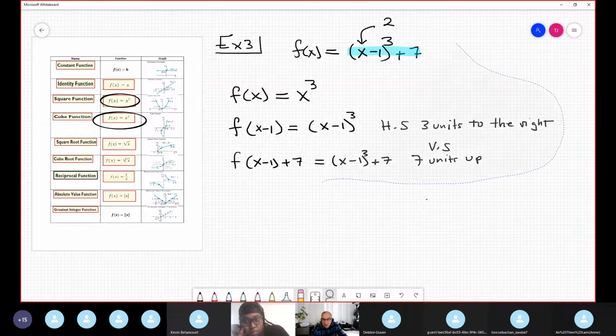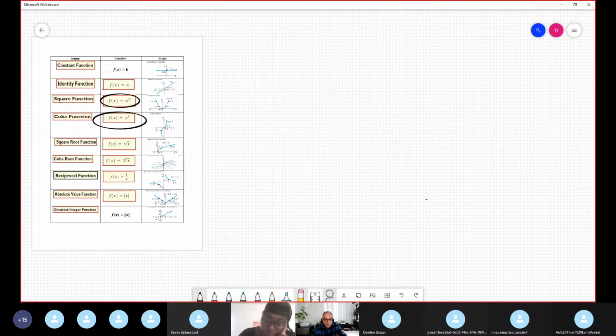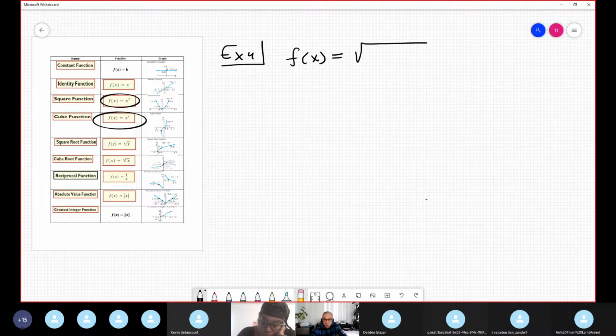We have this classical example. Example 4. Example 4 is f of x equal square root of 5 minus x. Okay, to answer the first question, what family does this function belong to? Square root. Exactly, square root.